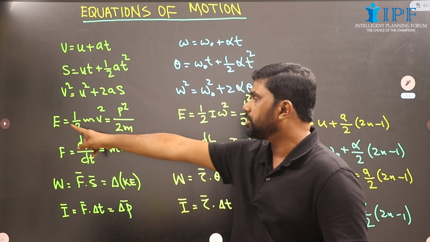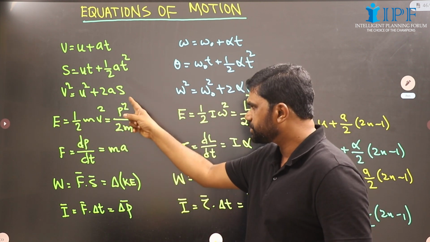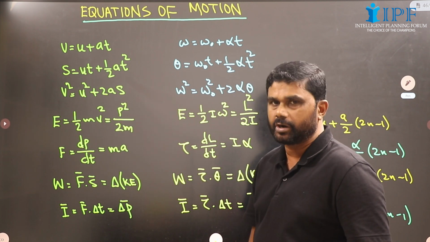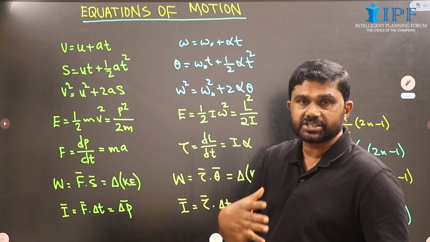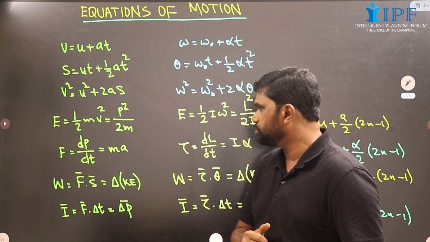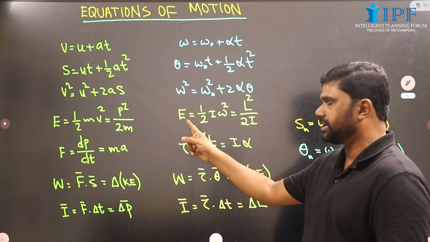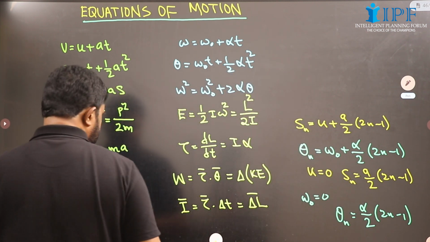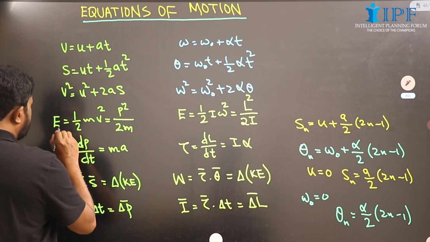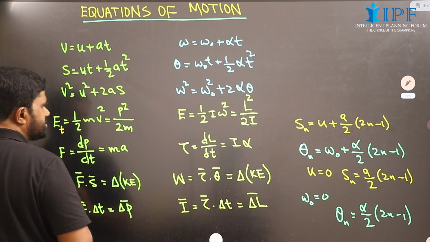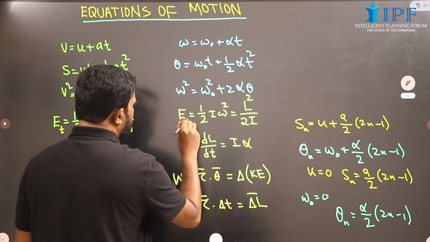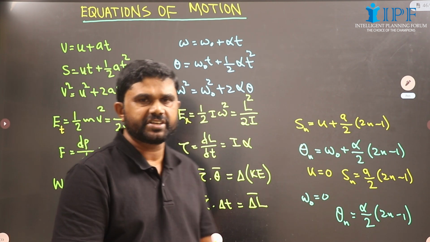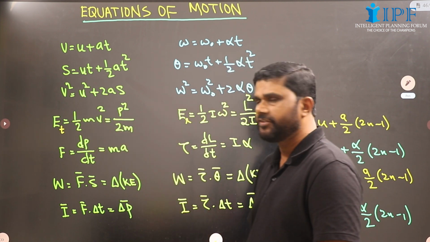So this is an important relation, kinetic energy expressed in terms of linear momentum, p square by 2m. A similar relation we can have in rotational motion also, that is the rotational kinetic energy. This is E. Here it is translational kinetic energy, so if we want, we can give a suffix T, and this is rotational kinetic energy, that is E with the suffix R. Here it is half mv square.